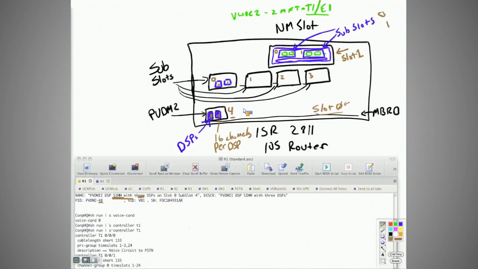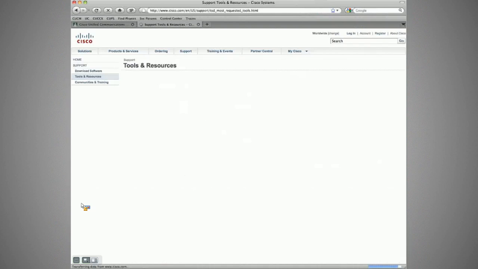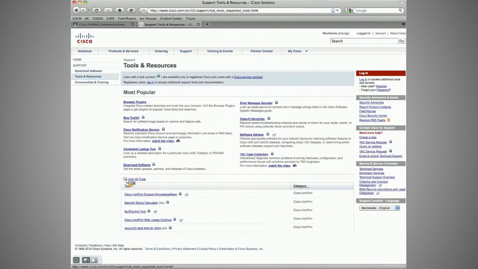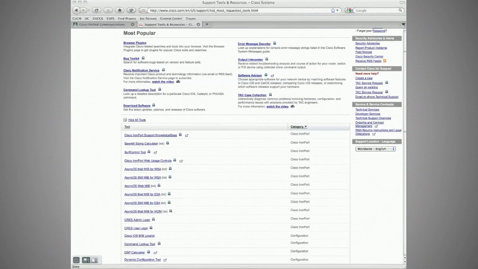The best thing to do in real life always is to use the DSP calculator, and I'll mention where that's at in a moment. Actually, I could probably go ahead and bring it up, I suppose. And so what I've done is actually just logged into the website, and I've gone to support. So just clicked on support, and over here we've got tools and resources. We can click on see all, and then show all tools. We can just do a search or scroll down, and we've got a DSP calculator here.